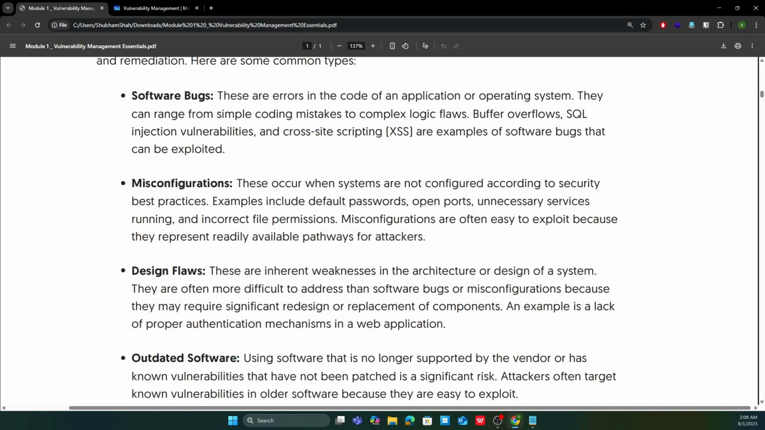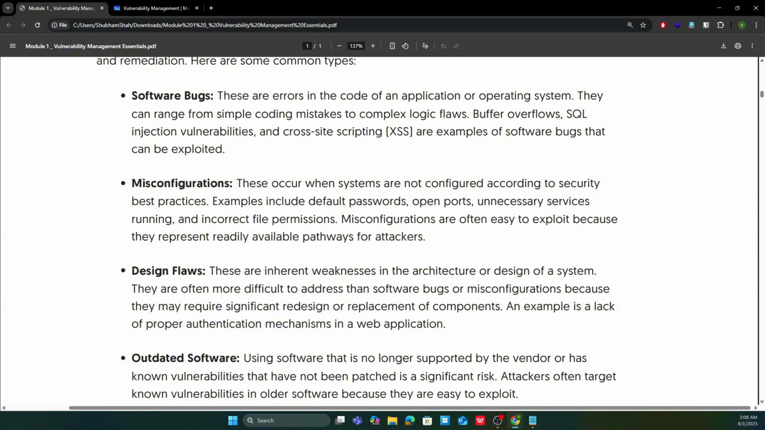Then we have something called misconfiguration. This occurs when the systems are not configured according to best practices. The attacker can easily exploit them because they represent readily available pathways, maybe default passwords, open ports, or incorrect file permissions. Different types of things are already open.